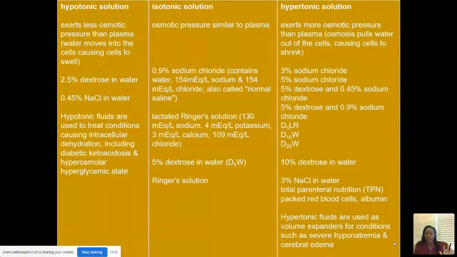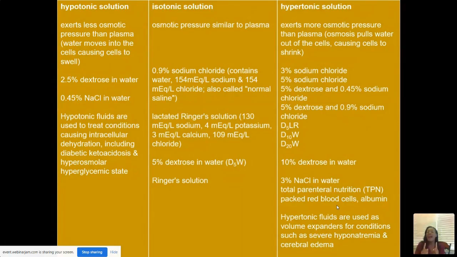So now let's go to hyper. Any fluid solution that has a higher osmotic pressure than plasma is hypertonic solution. In the middle, isotonic, we said 0.9% sodium chloride was iso. Look on the right side: 3%, 5% dextrose in 0.9%. Those are all hyper. 5% dextrose in lactated Ringer, hyper. 10% dextrose in water, hyper. 20% dextrose, hyper. 3% sodium chloride, hyper, because iso was 0.9%. TPN, of course, hyper. Packed red blood cells, albumin, hyper. So now you get iso, you get hypo, you get hyper.